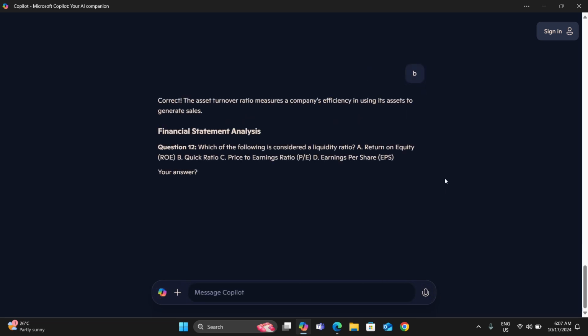Yep, correct. The asset turnover ratio measures the company's efficiency in using its assets to generate sales.